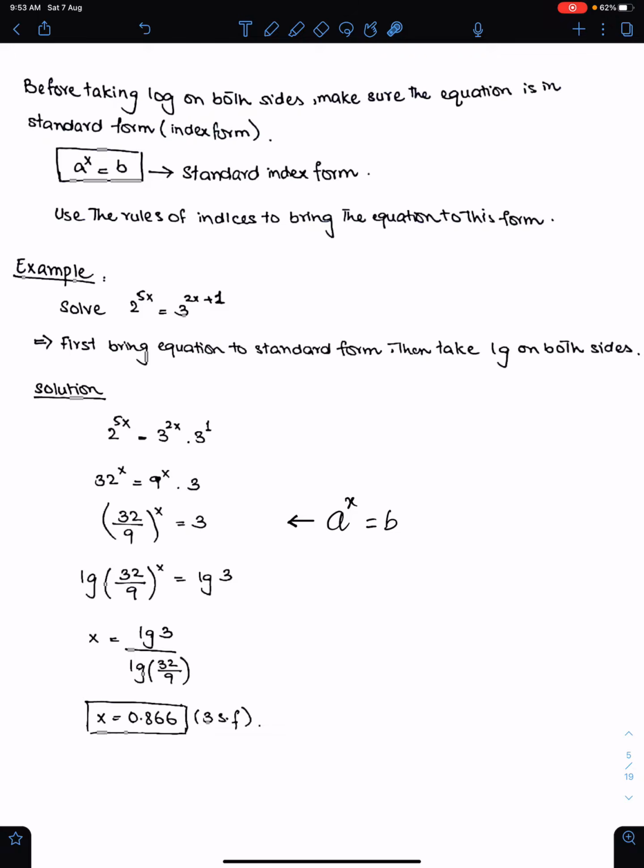So make sure you take log when the equation is in this form. If it's not in this form, then first use rules of indices to bring the equation to this form, like this. We do this to make the calculation simple.